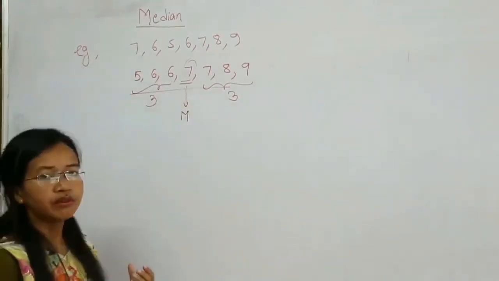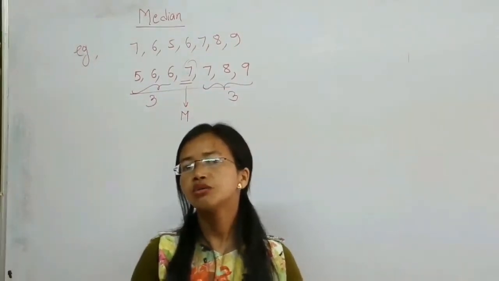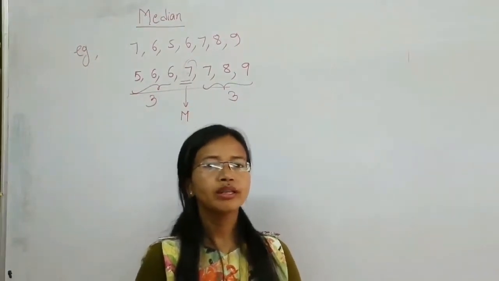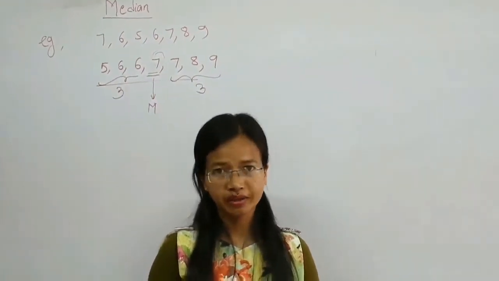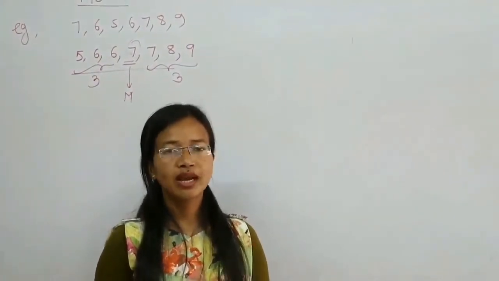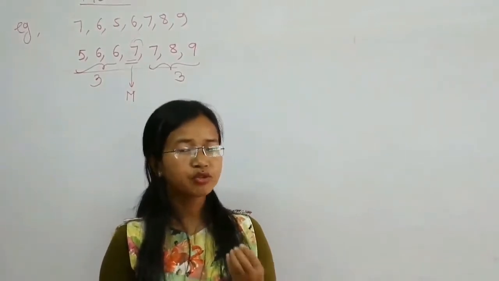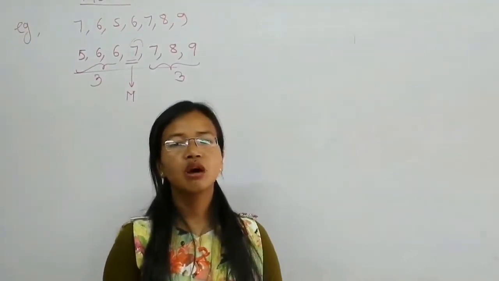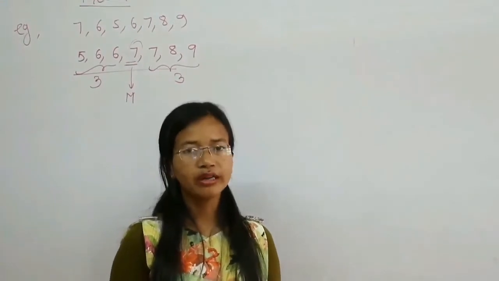If the number of data is very small, it is very easy for us to visualize which one is the median. But what if the number of data is huge, for example 100, 121, 150? It is not possible for us to visualize the median. So what will we do? We have to write a formula to find the median according to the number of data, that is, whether the number of data is odd or even.